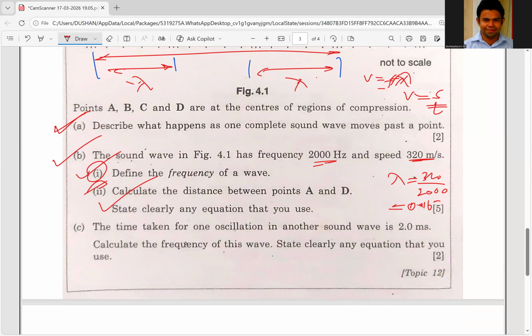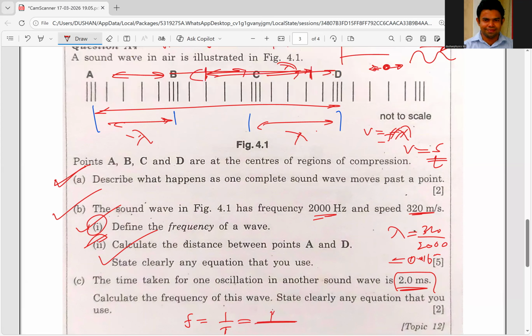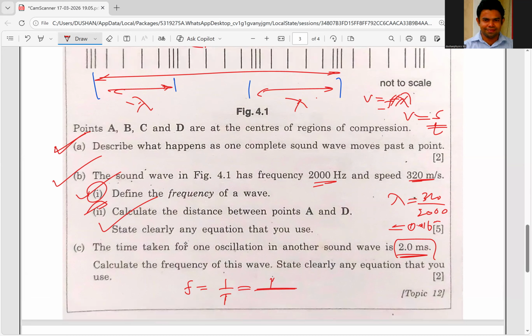Okay, part C. The time taken for one oscillation in another sound wave is 2 ms. What does ms stand for? Milliseconds. Calculate the frequency of the wave. How to calculate the frequency? F equals 1 over T. What does T stand for? Time period. Time period meaning is what? The time taken for a complete wave. Very good. How to convert 2 milliseconds into seconds? Multiply by 10 to the minus 3. What is the final answer?